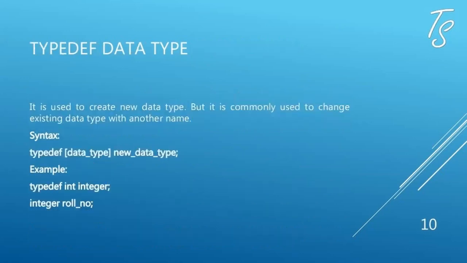Now the typedef data type. It is used to create new data type names, but it is commonly used to change an existing data type to another name. The syntax is typedef, the existing data type, and the new data type. For example, typedef int integer, so integer rollnumber will be the new declaration.